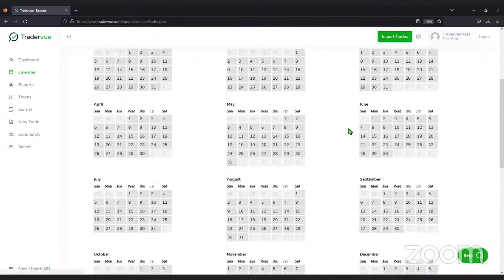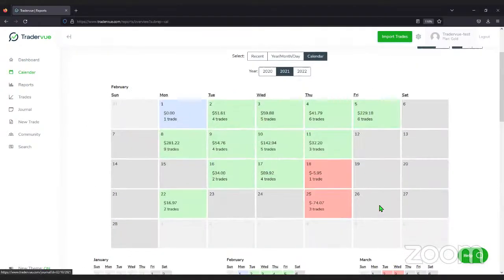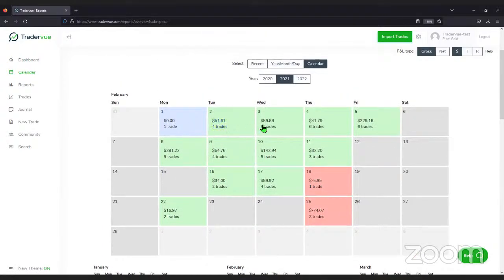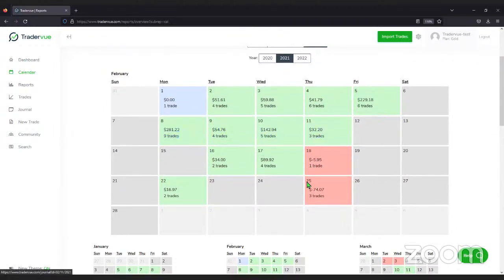If you wanted to take a deeper look at a month, you can always click on February, for example. If you click here, you can see the P&L realized for that day. For example, on Tuesday, the 2nd of February, there was $51.61 realized and 4 trades. Also, we have a blue box, which I forgot to mention: this is when you open a trade but do not sell any of your position, scale out, or close a position. But basically, this is how you can take a look at your performance day by day.